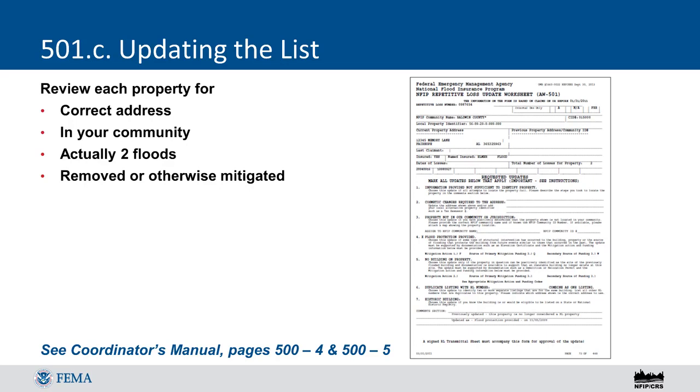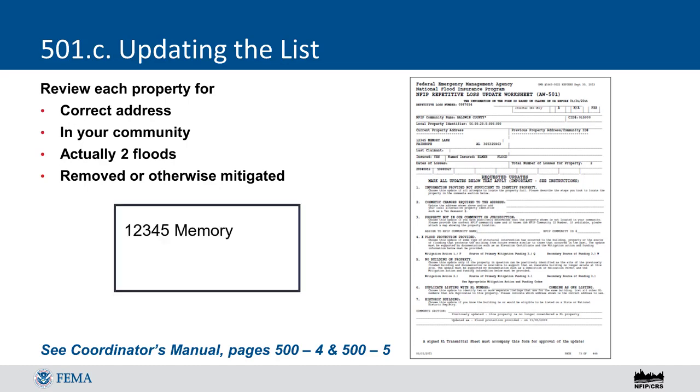You want to make sure it has the correct address. The address is literally the key to everything with management of these repetitive loss properties. Something as simple as having 12345 Memory Lane, LANE, or 12345 Memory Lane, LN, could cause you to have 2 separate AW501s for the same property. We call that a duplicate listing. If you look toward the bottom of the form, item number 6 is where you would report a duplicate listing for correction. This will reduce your number of RL properties by 1 by combining 2 identical listings.